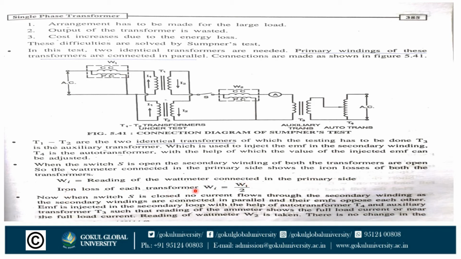Iron loss of each transformer is equal to W1 by 2, because it indicates the iron loss of both transformers.